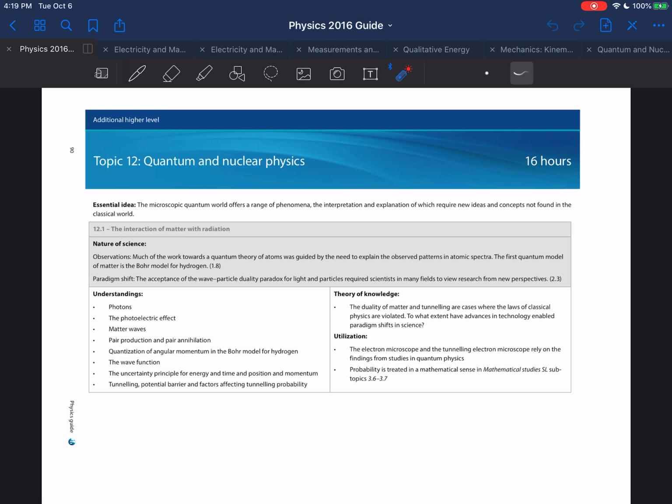Hello everyone. In this video we will continue to examine topic 12.1, the interaction of matter with radiation. And in particular, we will continue to unpack the photoelectric effect.